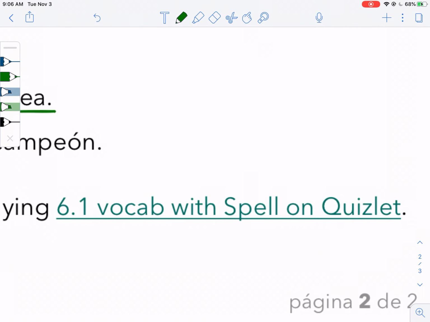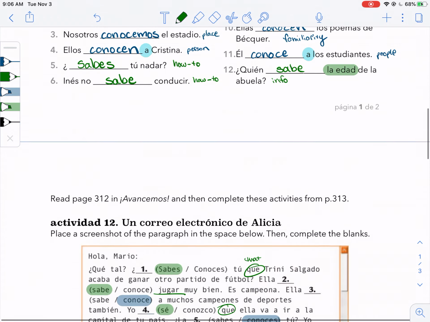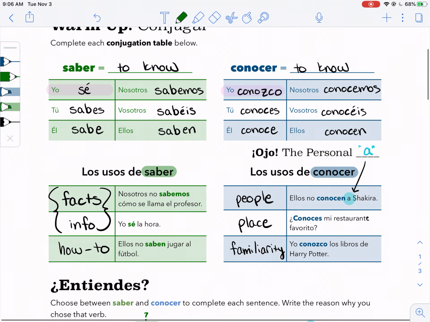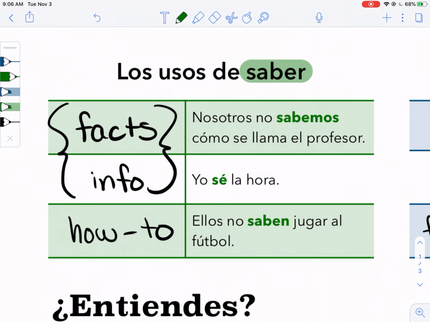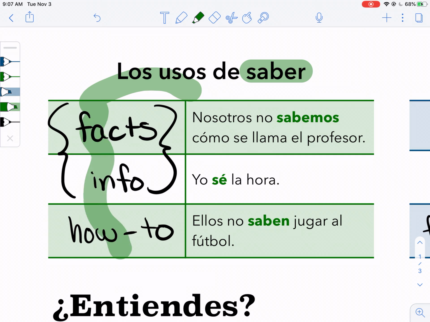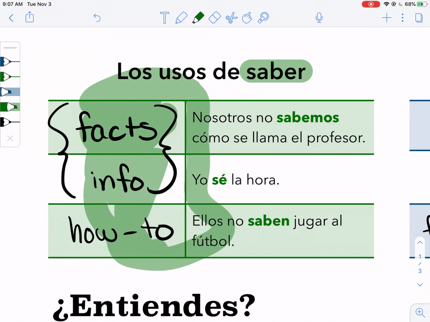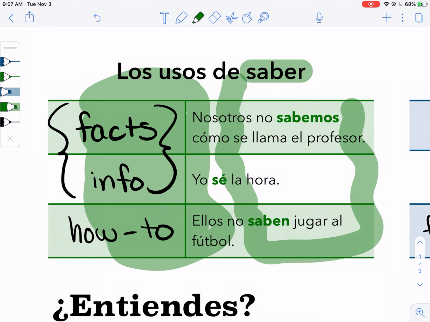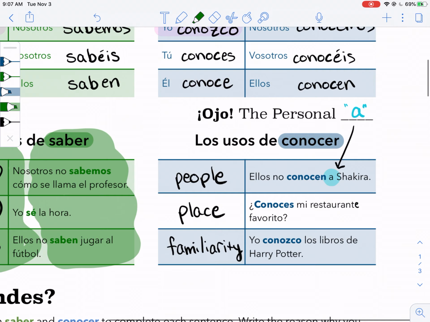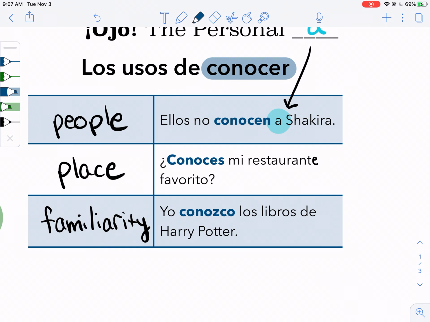When you're all done, review your vocab on Quizlet. And there you have it. Use saber for head knowledge, like facts, information, and how to. Check out this amazing brain. It's a brain. Kind of looks like a kidney. Use saber for brain knowledge, for head knowledge. Use saber for facts, information, and how to. And then use conocer for your heart knowledge, things that you know in your heart, like people, places, or things you're familiar with.